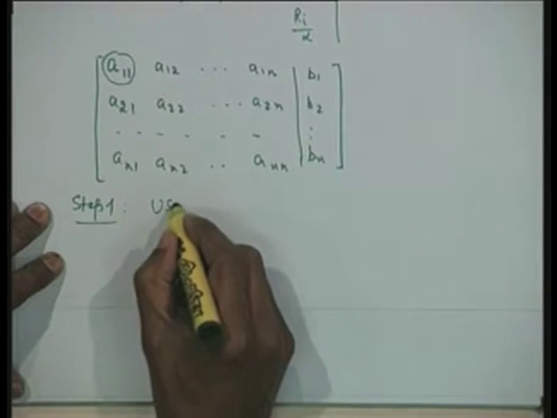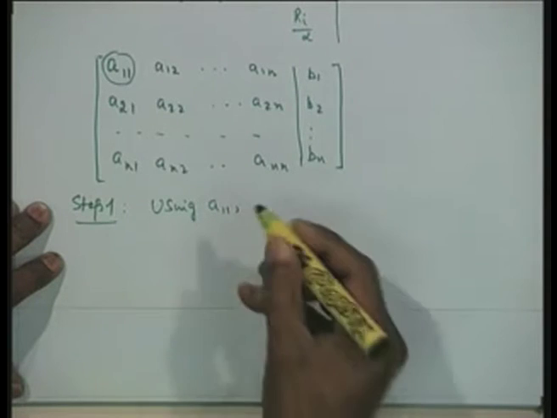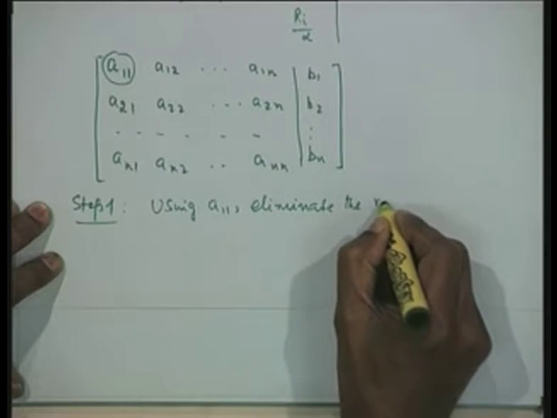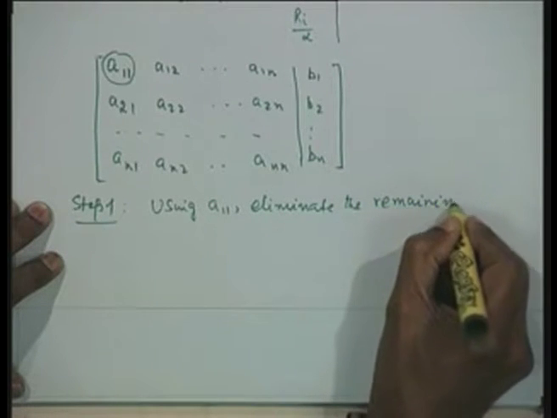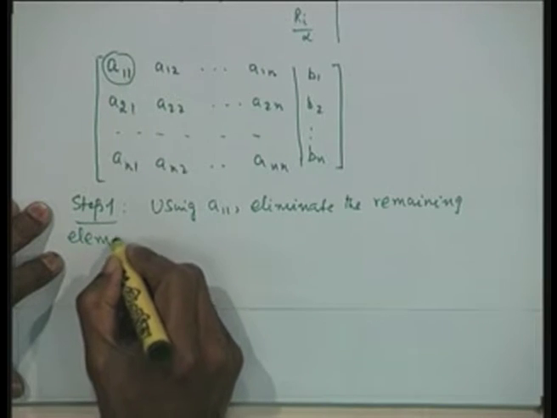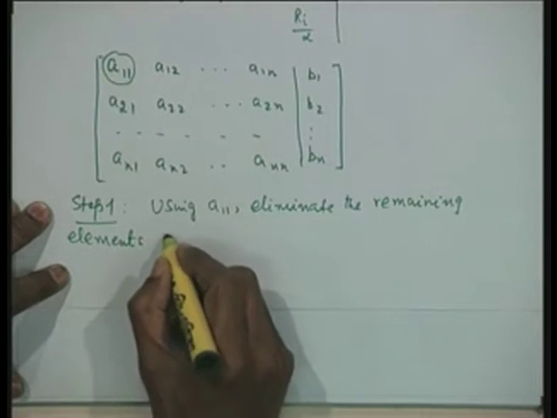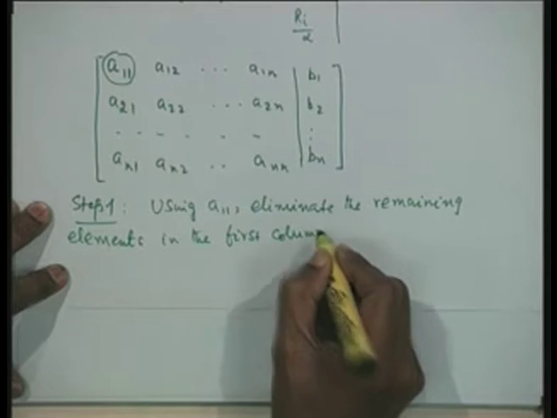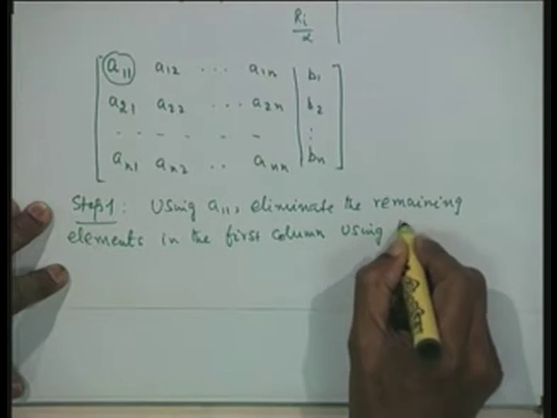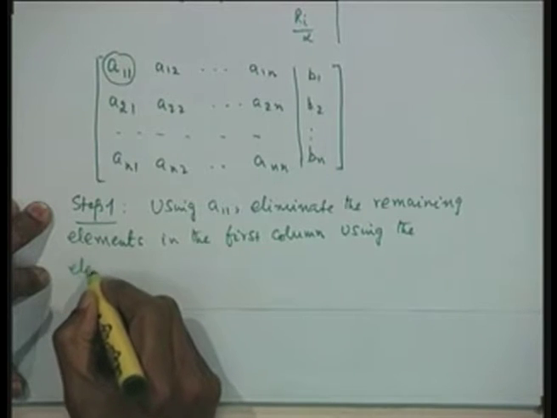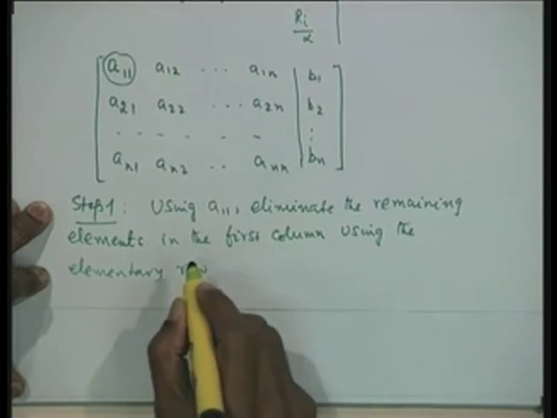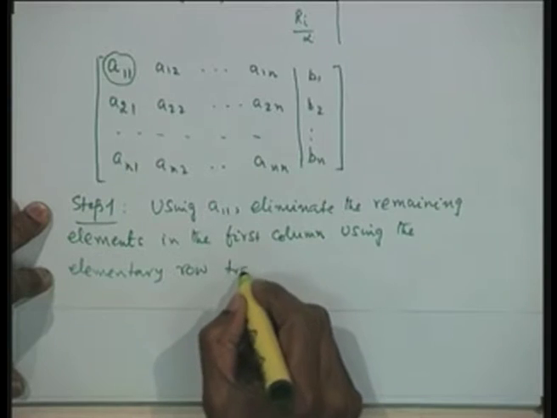We will say: using A11, eliminate the remaining elements in the first column using the elementary row transformations. Sir, if A11 is 0, that is a special case? Yes, that is an important case we are going to discuss at the end.